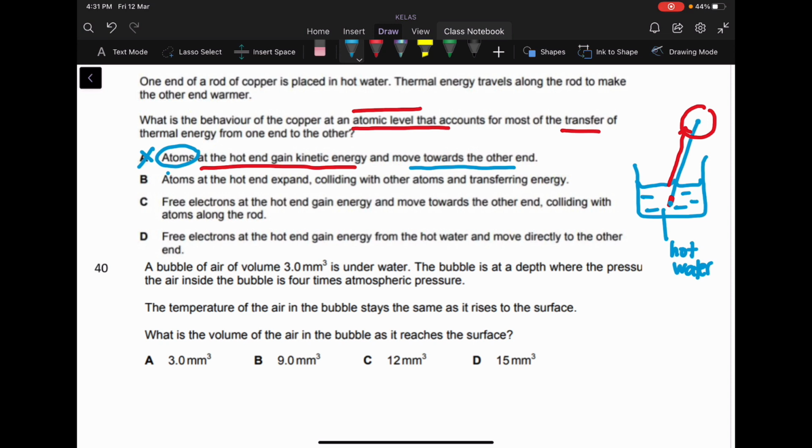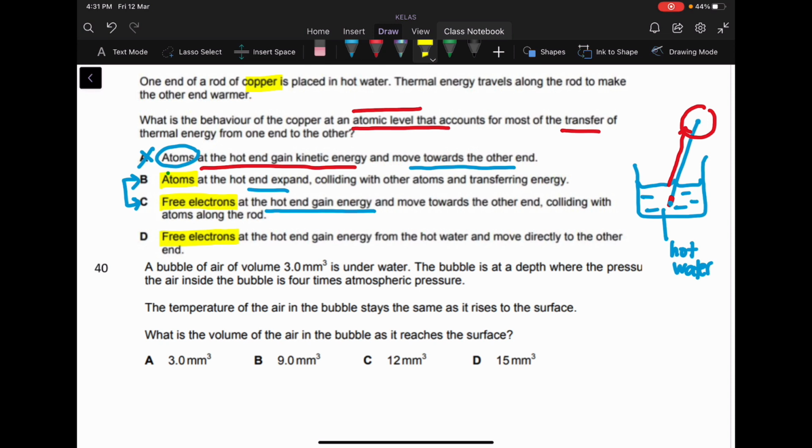So what's the difference between B and C? Okay, hot end, gain energy. B is talking about atoms, but C is talking about free electrons. So which one is the best one? Of course the best one is free electrons, because this is a metal. Copper is a metal, so it has freely moving electrons.